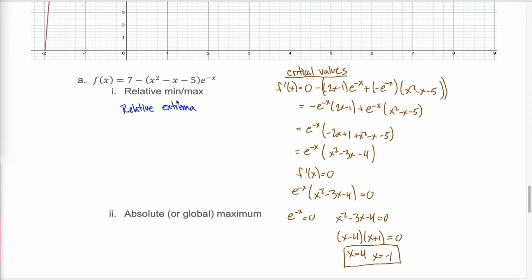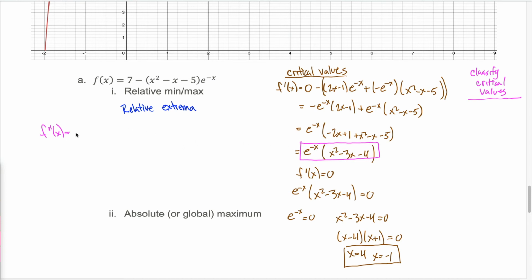Now I need to classify those critical values as local maxima or local minima. I'm going to do that using my second derivative test. To use my second derivative test, I need to know the second derivative, f double prime of x. Maybe I'll do that over here. To figure out the second derivative, I need to take the derivative of the first derivative. I'll use this form of the first derivative to try to make the algebra as easy as possible. Got something times something, so I've got to use the product rule again.